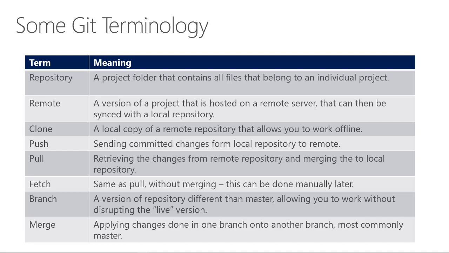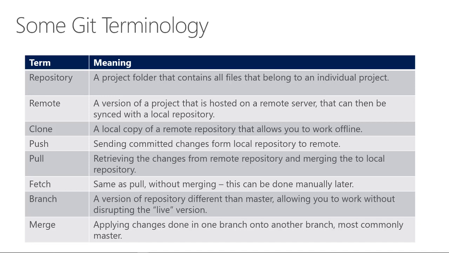Push and pull are sending and retrieving committed changes from a local repository to remote or vice versa. So you push a committed change from local to remote, and you pull a change from remote back to the local repository. Fetch is the same as pull without merging the change. This can then be done manually later.